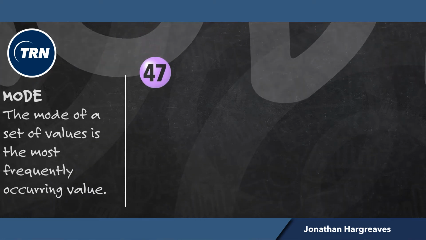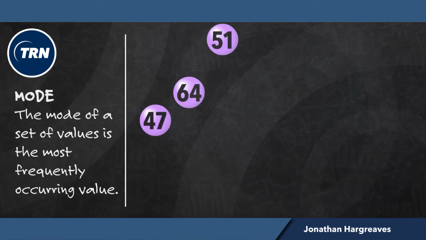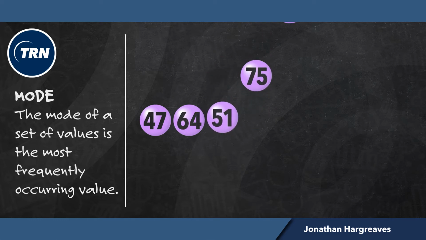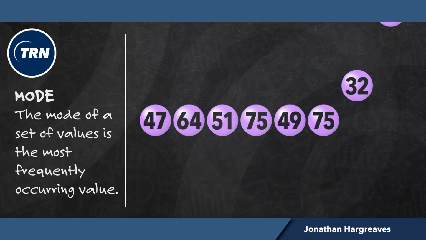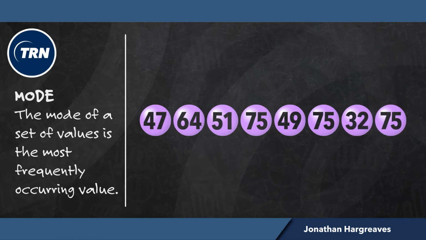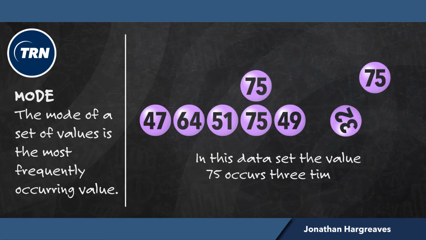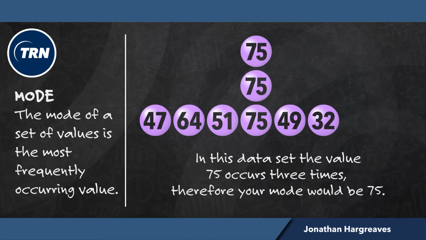Let's write our example down. Let's write the numbers 47, 64, 51, 75, 49, 75, 32, and 75. We can see that the number 75 occurs 3 times. Therefore, your mode would be 75.